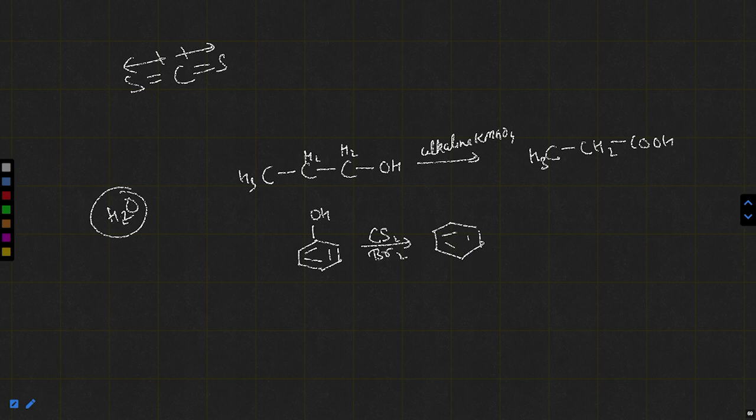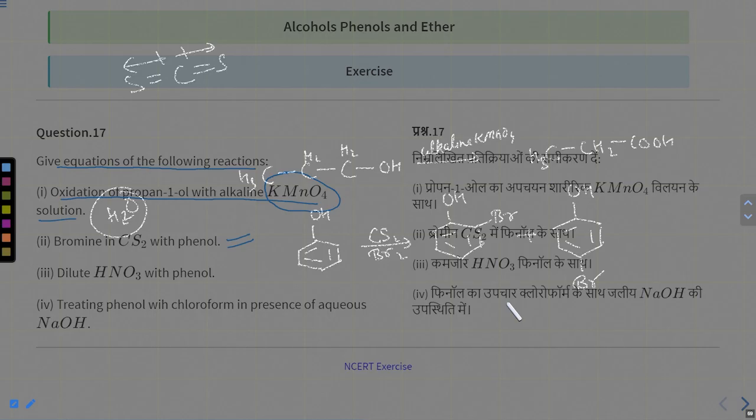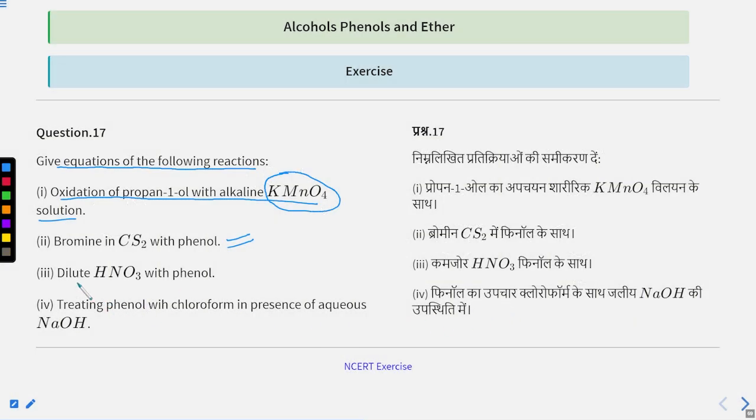Therefore, it will result in ortho and para substitution. Clear? Next is dilute HNO3 with phenol. So again, nitration will occur and an ortho and para substituted product will be given.